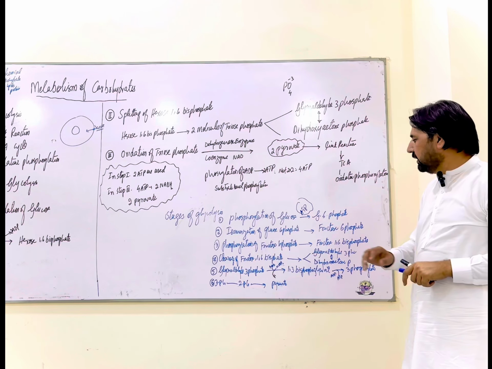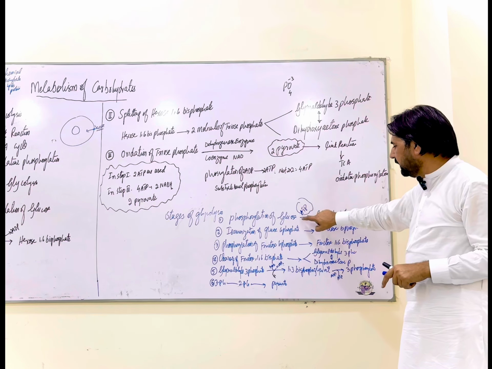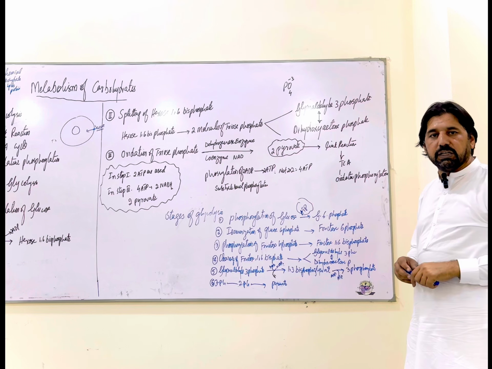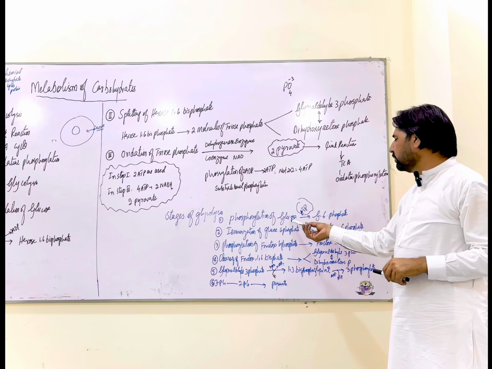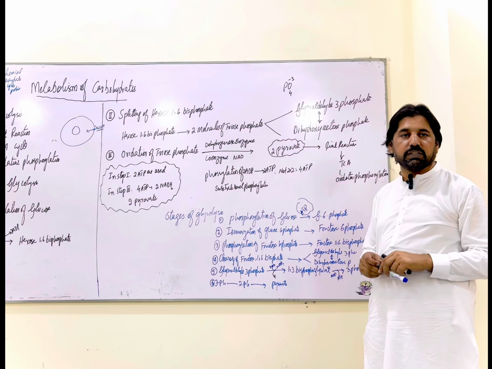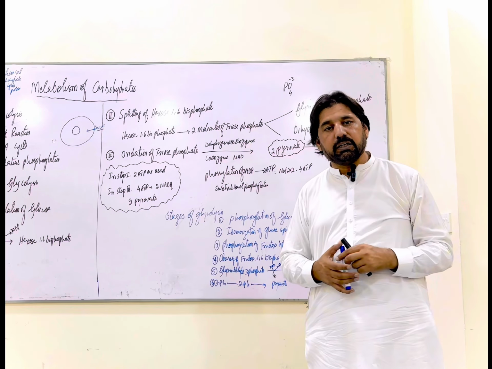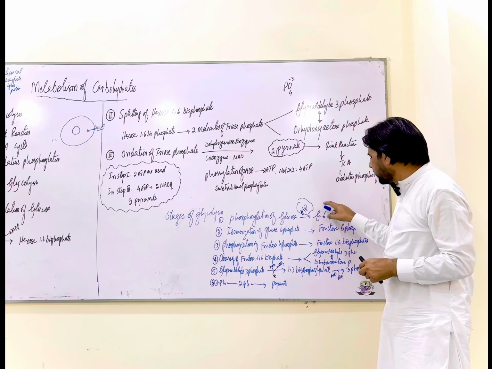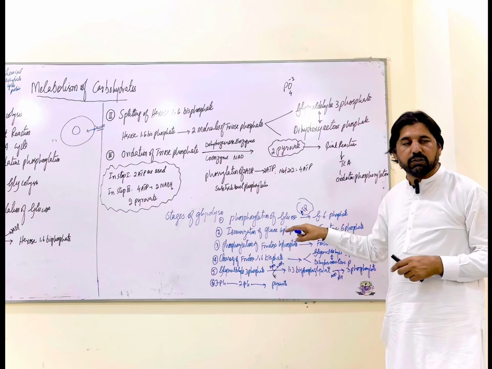The first stage is phosphorylation of glucose. One ATP is used up during phosphorylation of glucose, and glucose is converted to glucose 6-phosphate. After this conversion, it is activated, so it can be used in the further process of glycolysis.